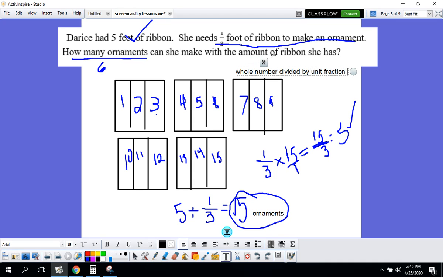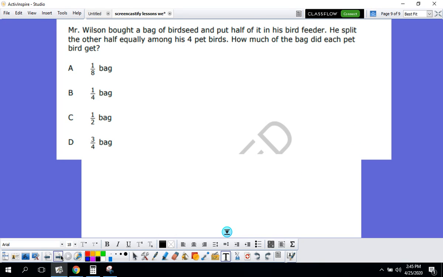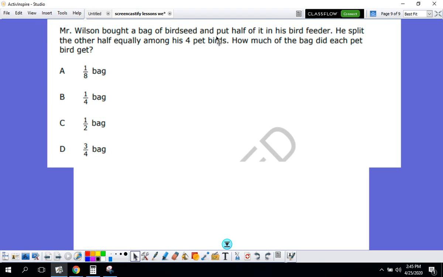You will see that on one of your 3 questions, at least one example for your 3 questions today. I'm going to try one more example, and then I'll let you go try your independent work on your own. So Mr. Wilson bought a bag of birdseed and put half of it in his bird feeder. He split the other half equally among his 4 pet birds. How much of the bag did each pet bird get?